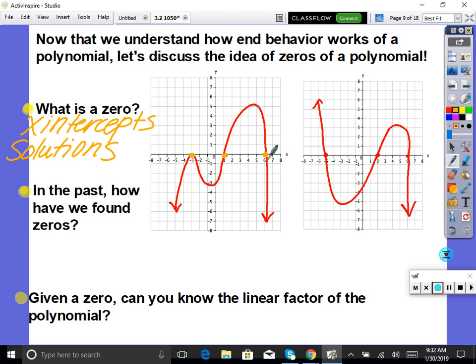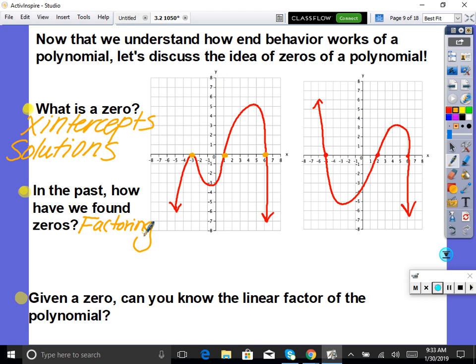Now, can you tell me in the past, if I gave you an equation of a polynomial, how have we found the zeros? Set it equal to 0 and then do what? How did we do that? You're right, factor it, right? Everybody, if we have something factored, can't we find the zeros? Isn't that the whole point of learning how to factor? So we can then set them equal to 0 and solve. Okay, factoring. That's how we find zeros of a polynomial.